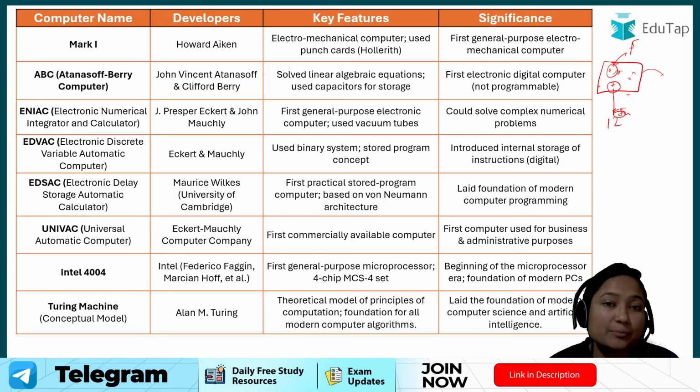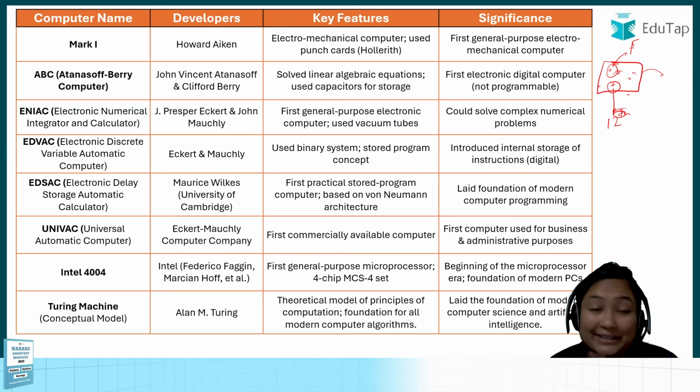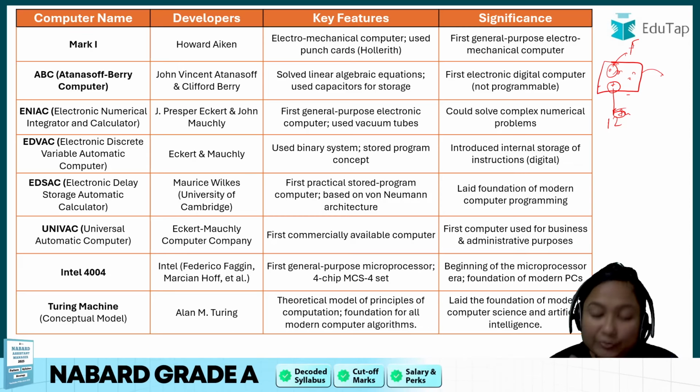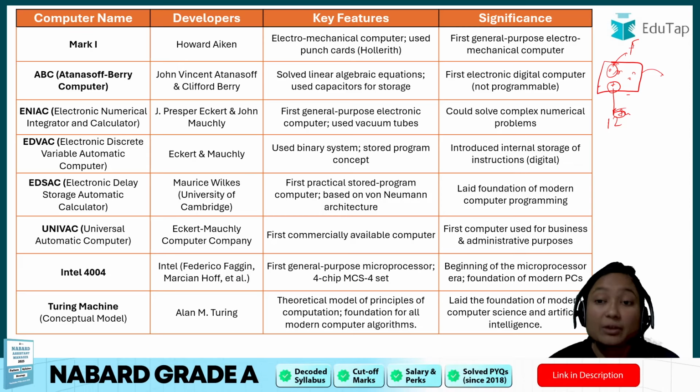Even in today's computer, when we talk about RAM, other types of memory, we will have capacitors. It was the first electronic digital computer, although it didn't have a stored program. We had to feed the program again and again to run it. But it was the first electronic digital computer.